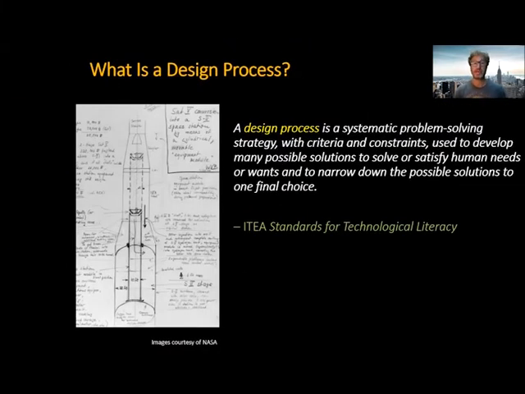What is a design process? A design process is a systematic problem-solving strategy with criteria and constraints used to develop many possible solutions to solve or satisfy human needs or wants, and to narrow down the possible solutions to one final choice. So you're using a system, criteria, and constraints, and you're narrowing down the solutions through empirical data and charting and testing and recording. And then you're narrowing it down to one choice, and that's what it's all about.